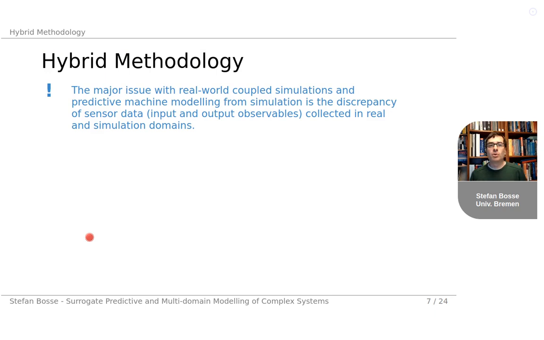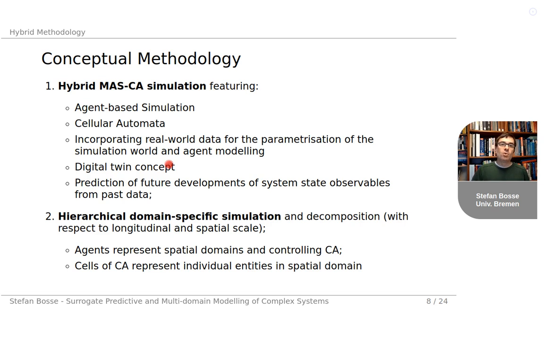Okay, so we propose here a hybrid methodology. As already said, the major issue with real-world coupled simulations and predictive machine modeling from simulation is the discrepancy of sensor data, both input and output observables, collected in real and in simulation domains. And this is the main issue. So we propose a hybrid approach combining multi-agent system simulation or multi-agent-based simulation with probabilistic cellular automata simulation for reasons of efficiency.